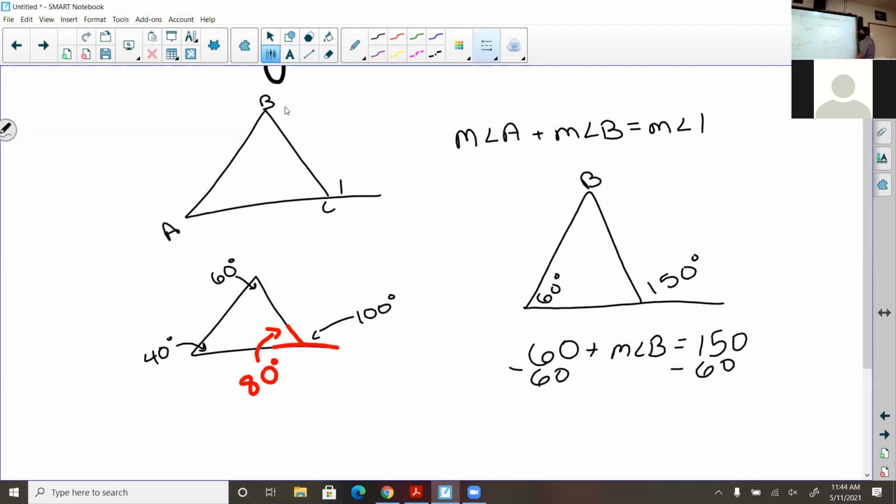And I get the same result by subtracting 60 and subtracting 60. So the measure of angle B is 90, as we would have gotten going the other way. Another question? Just stretching.